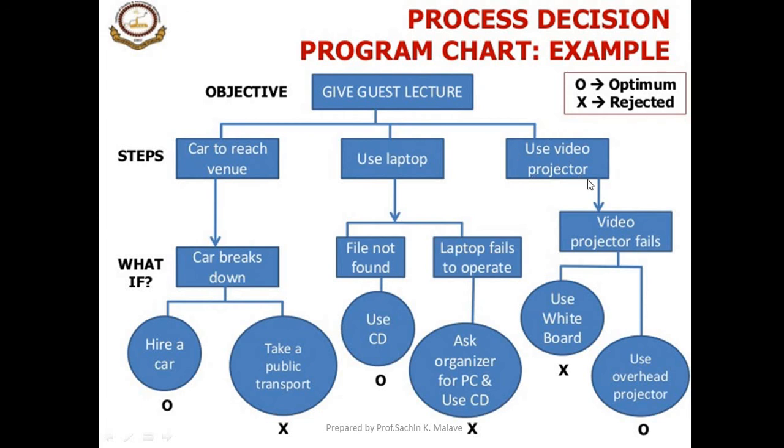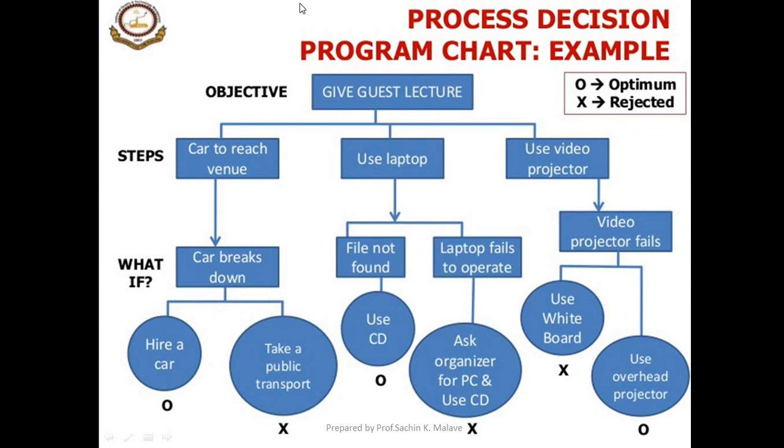Okay, use a video projector. So I'm going to use the video projector to give the presentation. So if the video projector fails, what am I going to do? It might happen that the projector is not running in that particular room. So what are the two options? Either you can use the whiteboard or you can use the OHP. To use the OHP you must have the slides, but I am not going to prefer the whiteboard.